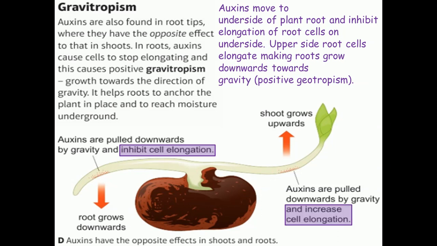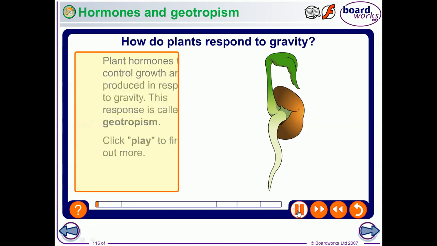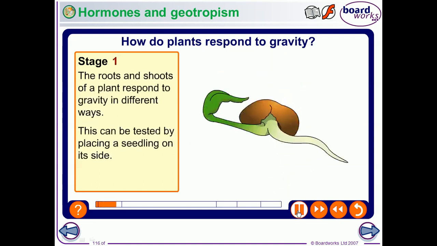Just a reminder that the effect of auxin is the opposite in the roots. So in the roots they inhibit cell elongation, however in the shoot they increase cell elongation. So here's an animation to explain that. How do plants respond to gravity?